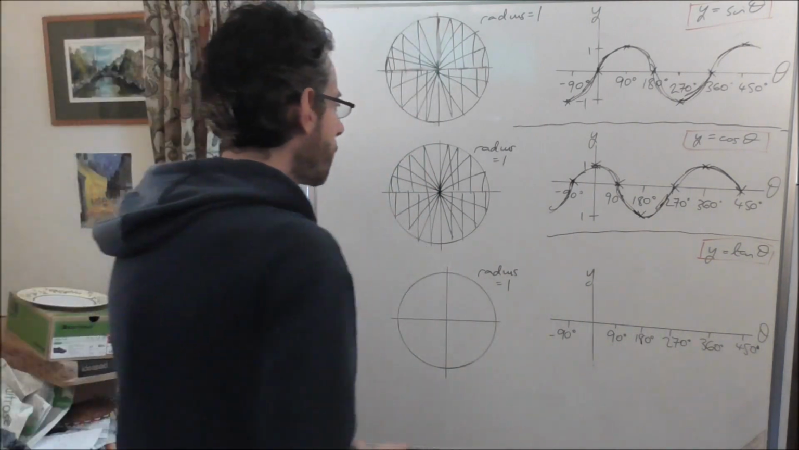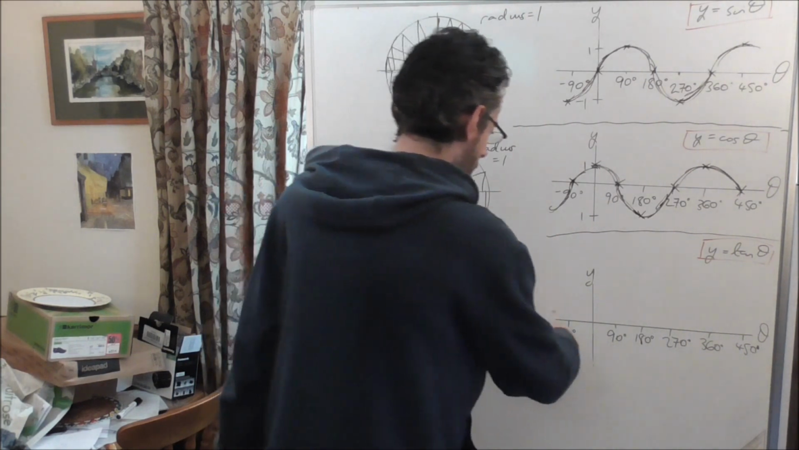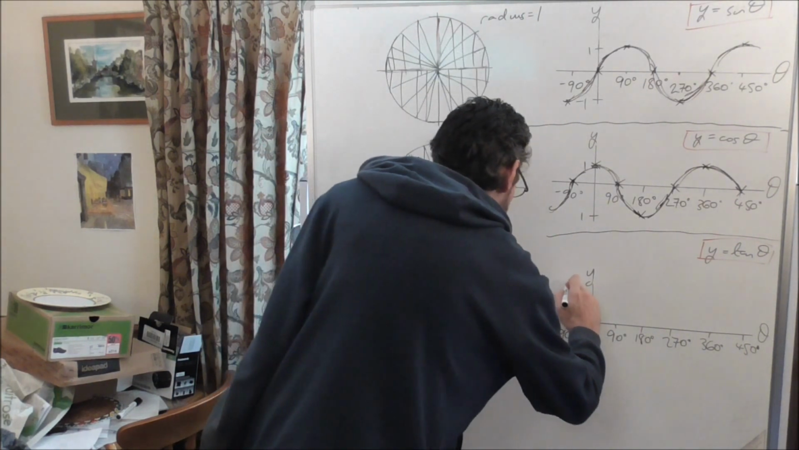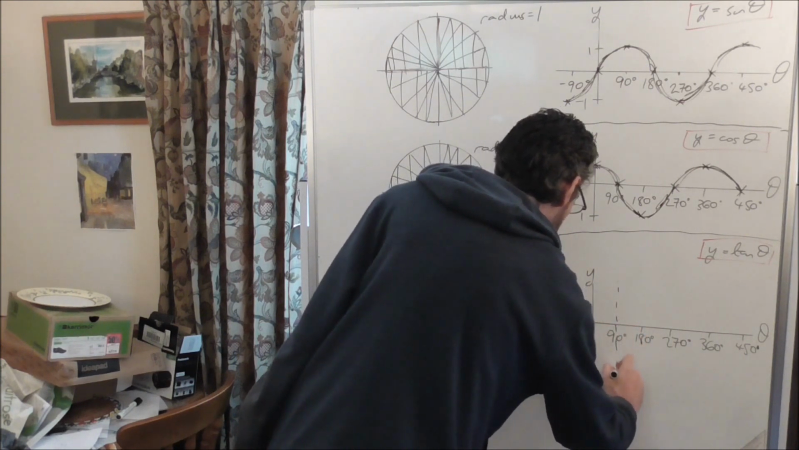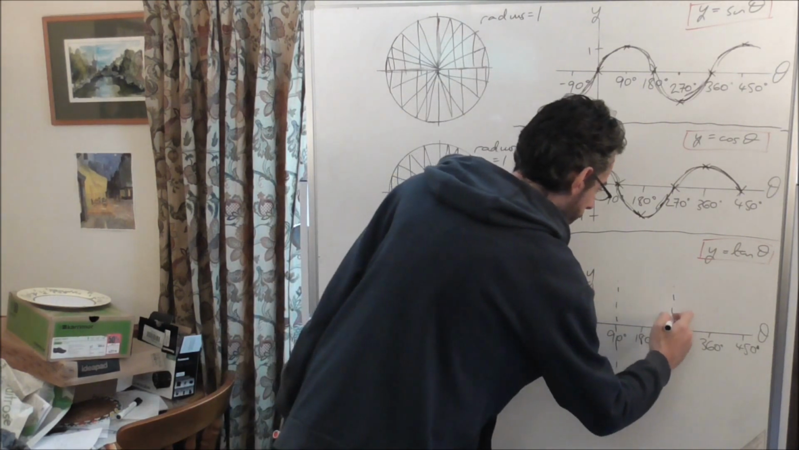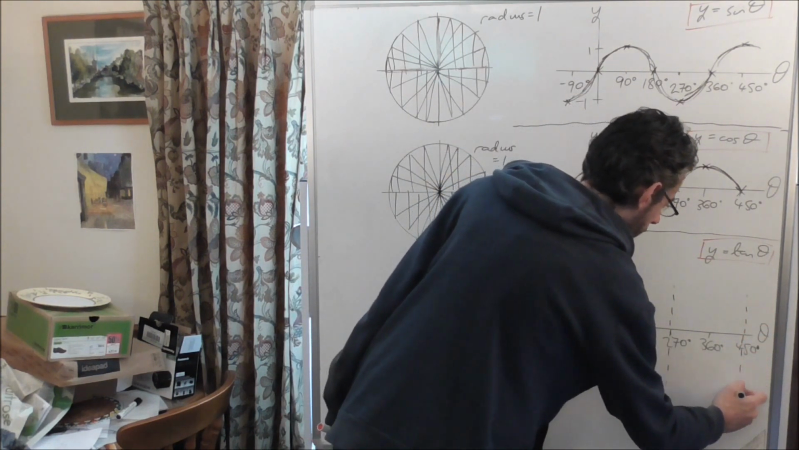Now the tan graph is very different to the other two. Before I draw it, I need to draw some vertical dotted lines at certain points. So I need to draw it at -90. You'll see why I'm doing this in a minute. At 90 and at 270. So intervals of 180 degrees. I'm drawing these dotted lines.